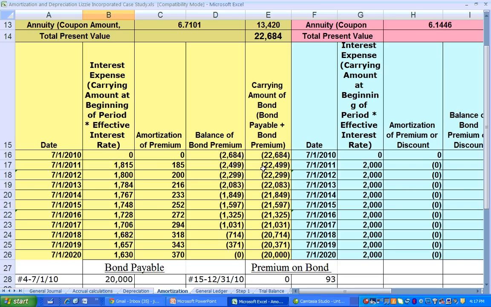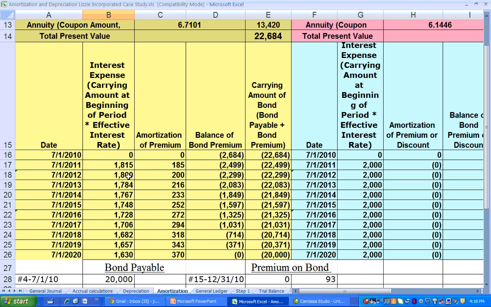So in year 2, July 1st, 2012, we're going to take the beginning amount, the $22,499 as of July 1st of 2011, multiply that by 8%. That's going to give us interest rate for the period of $1,800. Difference between that and the coupon amount of $2,000 is our amortization of the premium through July 1st of 2012.